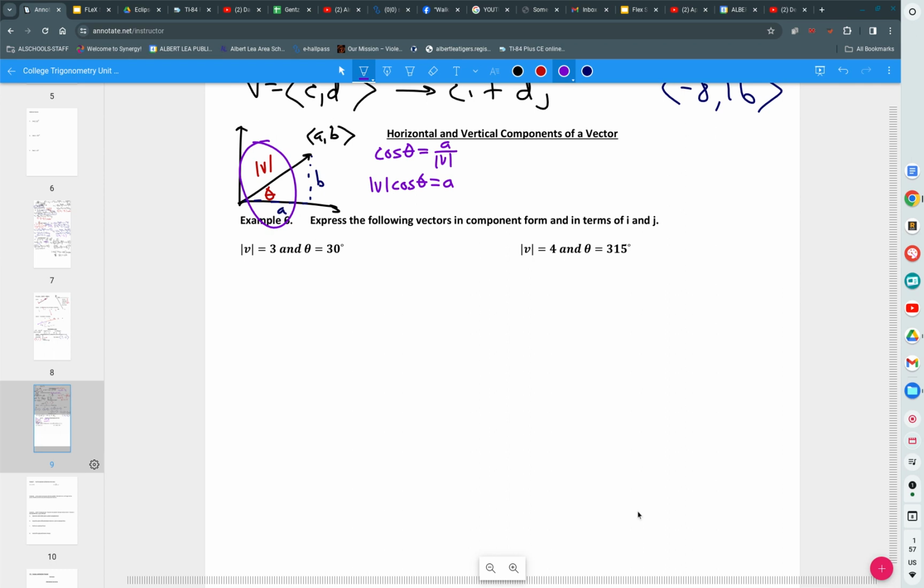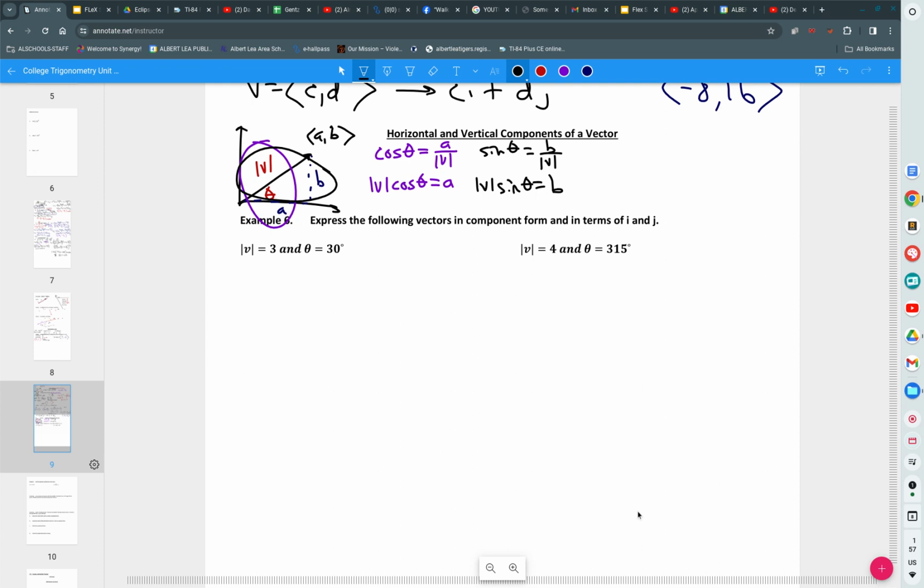Is there a trig formula that can relate these three items together? Sine, namely that the sine of theta is equal to B divided by the magnitude of the vector. And if we multiply both sides by the magnitude, we get the magnitude of the vector times the sine of theta is in fact equal to B.